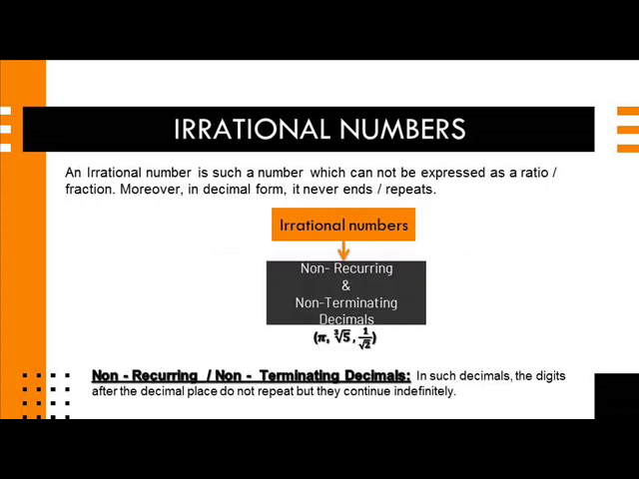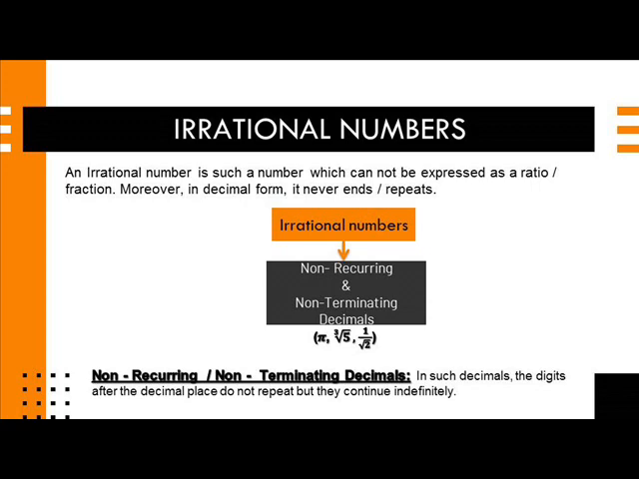Second topic is irrational numbers. Well, an irrational number is such a number which cannot be expressed as a fraction. Moreover, in decimal form, it never ends or repeats. So, irrational numbers contain non-recurring and non-terminating decimals. In such decimals, the digits after the decimal place do not repeat, but they continue indefinitely.